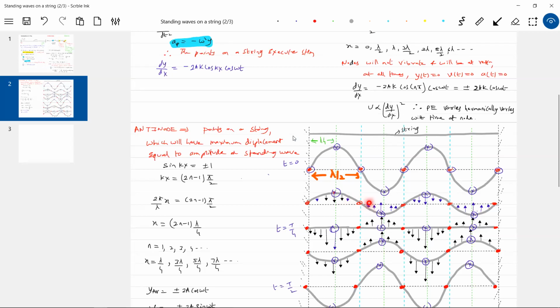There's another point. Next, who can have maximum speed in this one? Antinodes only, when they're at the mean position. Different points will have different amplitudes, but all will take the same time to complete one oscillation.